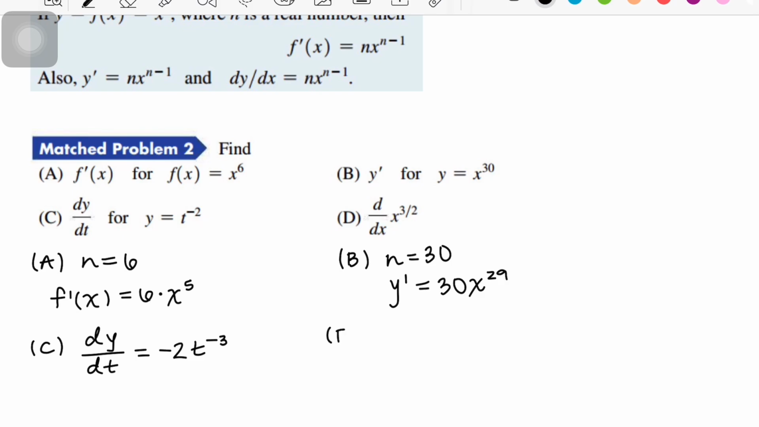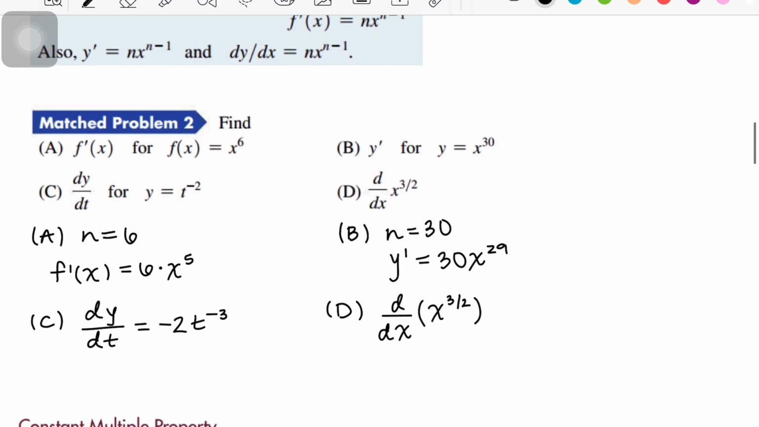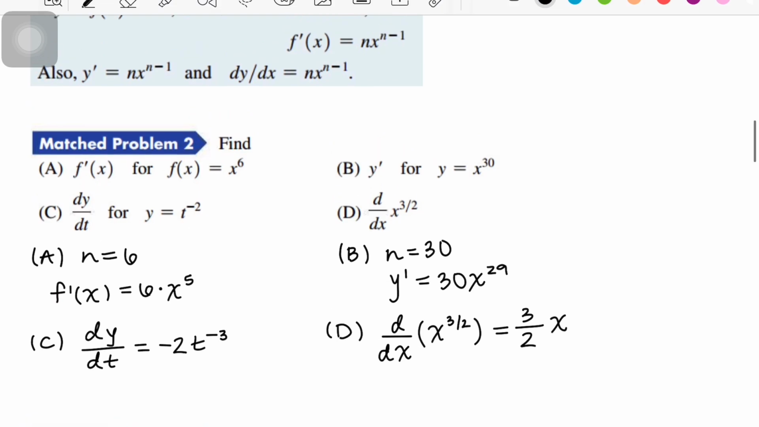And lastly, looking at part D here, we want to find the derivative of our function, which is x to the 3 over 2, with respect to x. And then again, we are going to take our exponent and bring it down in front. Our n is 3 over 2, and then we're multiplying it by our variable, and then our new power is our original power, so 3 over 2 minus 1, so we get 1/2 here.